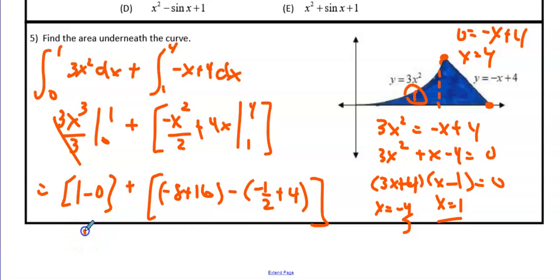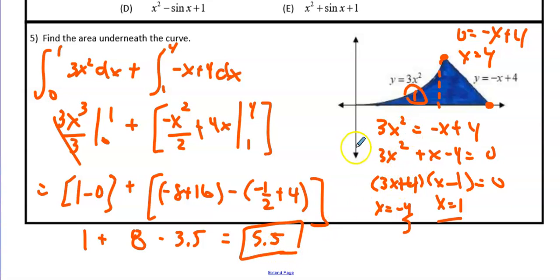And after all is said and done here, this is going to be 8. And this is going to be, what? 7/2. So minus 7/2, which is going to be 3.5. And so we get 9 minus 3.5 is 5.5. Is that the answer? That looks good enough to me. So 5.5. The answer is 5.5.